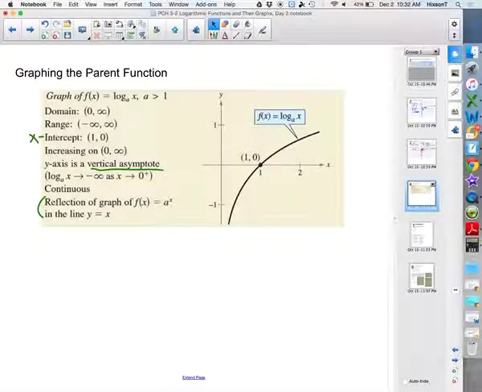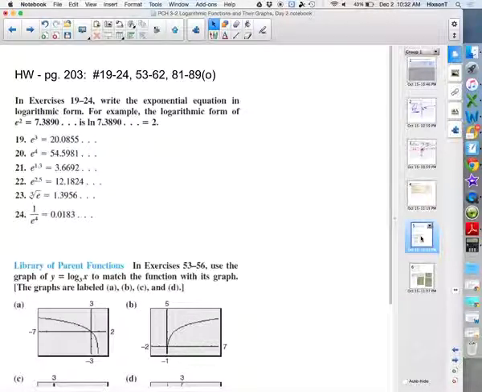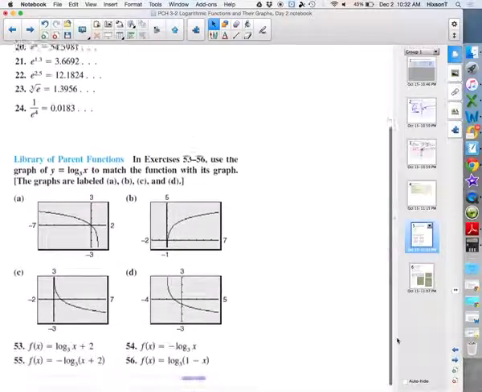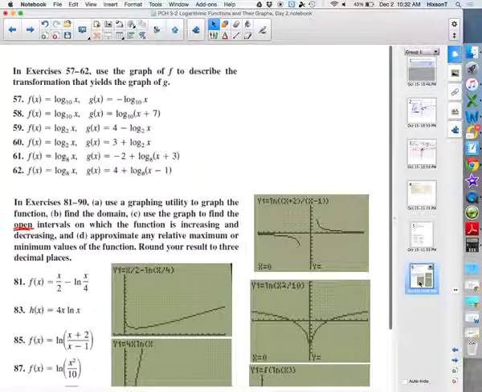All right, so what I want to use the last little bit of time for, we've got about 4 more minutes, is to let you get started looking at these. Here we're translating these into logarithmic equations, so it's the opposite of what you did on last night's homework for these first few. Here you're recognizing the transformations to match the graph with its equation. And then you've got some other transformations.